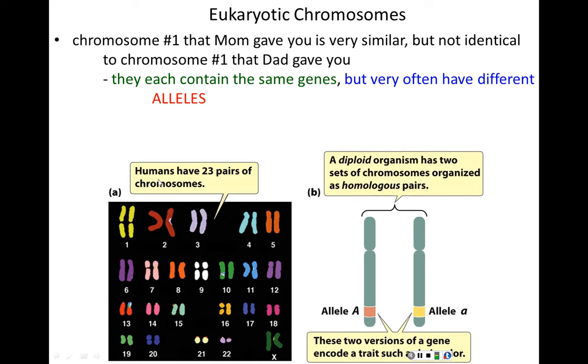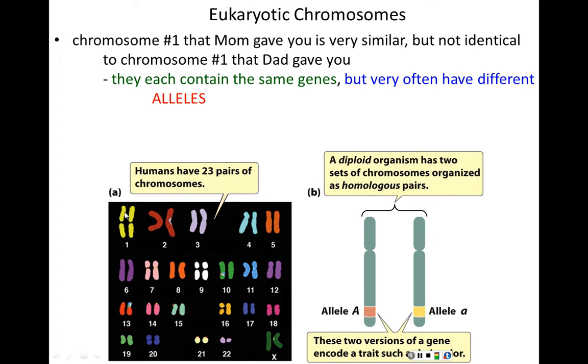And so you have 23 pairs of chromosomes. You got this chromosome number 1 from your mother and this one from your father. You got this chromosome number 2 from your mother and this one from your father. Mom gave you this and dad gave you that. Mom gave you this and dad gave you that. Mom gave you one of each of these 23 chromosomes and dad gave you another set, giving you your 46.